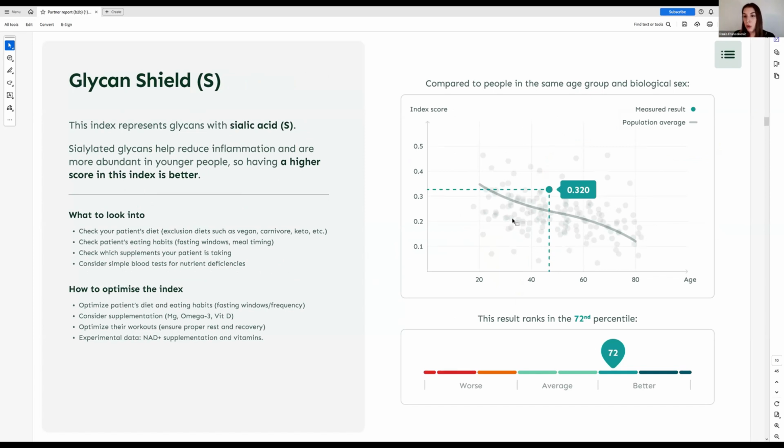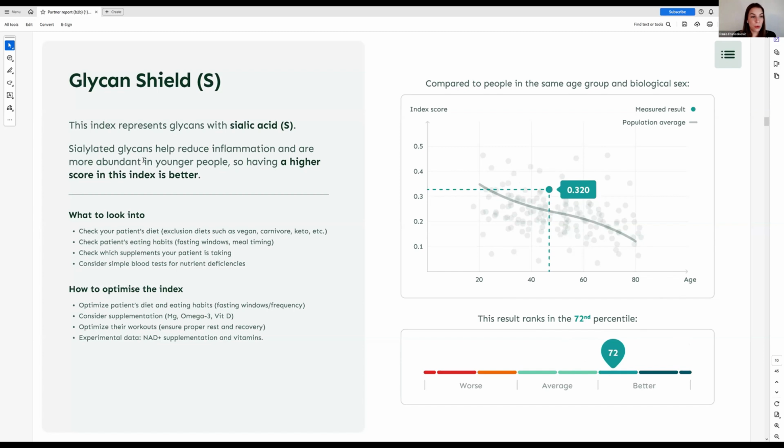So here now the results are presented as a graph, and they are compared to the population average, which I really love. So here we have the population average, and you can see that these results are higher than the average at this chronological age. And we see the percentile here, so 72nd percentile. So everything above the 50th percentile I would deem as beneficial, but we always want to go from lighter green to darker green if we can.